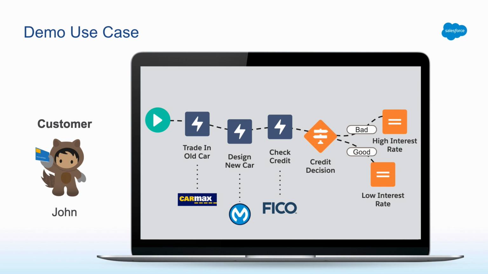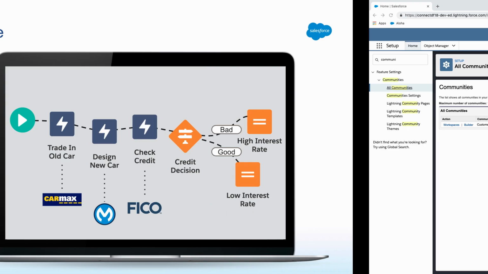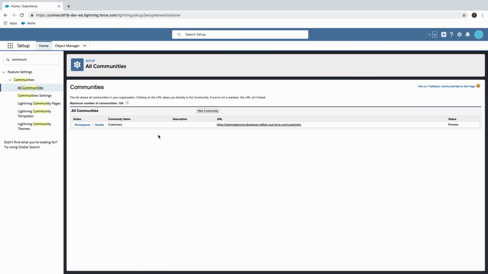The CarMax API for trading in your current car. There are proprietary APIs that are exposed through MuleSoft, which help you check the inventory and price of the new car. And then finally, there's the FICO API that you can use for your payment system. So let's walk through this. This is a pre-created flow using communities.